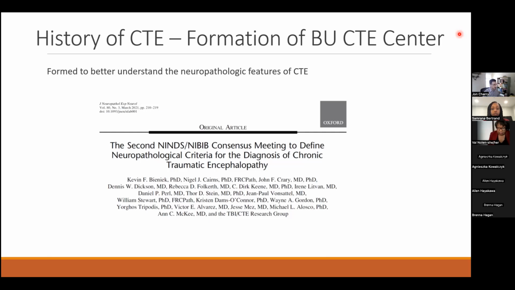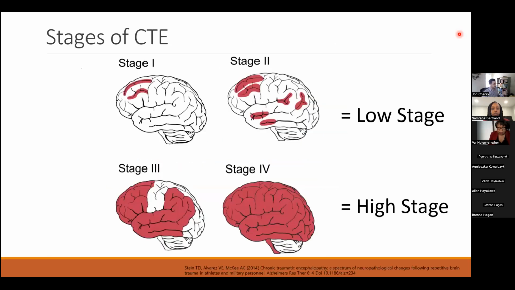Oh, and then just one other thing to point out, in some of this later work, they clarified that stages 1 and 2 can be classified as low stage and stages 3 and 4 as high. So I'm going to say it both ways sometimes. I just don't want to get everyone confused. There's low stage and high stage disease.